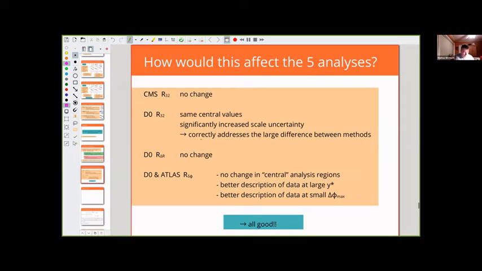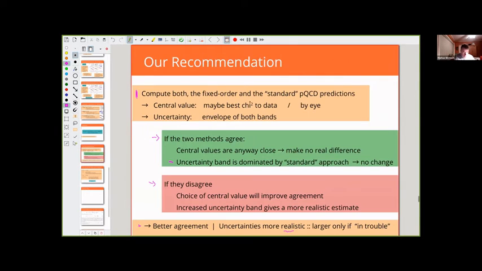In the D0 R delta R measurement, there would not have been any change. And in the D0 and Atlas R delta phi measurement, it depends on the kinematic regions. But in all cases, this would have been a positive effect on the comparison of data and theory. Maybe just one last comment: of course, for other quantities, the similarities that we observed here may not have to be the case. But since the fundamental concept of the recommendation is so simple, I think in all cases analyses will improve by using this.